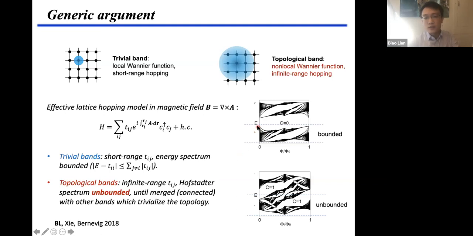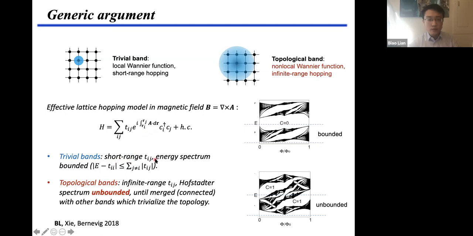If we try to write down a one-band model for this band, for a trivial band there is no problem. We can write down a model with short-range hoppings, because we have local Wannier functions in this case. But for a topological band, the hopping would have to be infinite range or long range because of the non-local nature of the Wannier functions of topological bands. When you add a magnetic field B to the system, these hoppings acquire some phases in the model.